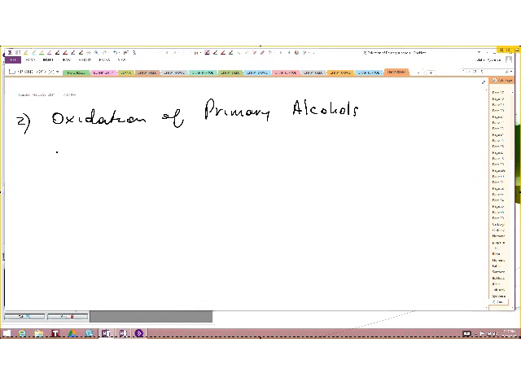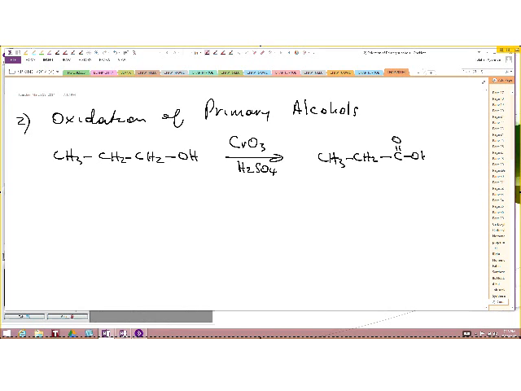I think all of you already know that. If you take a primary alcohol and you take chromium trioxide in acid, you get your carboxylic acid. Okay, I think we've done some examples of this in the past.